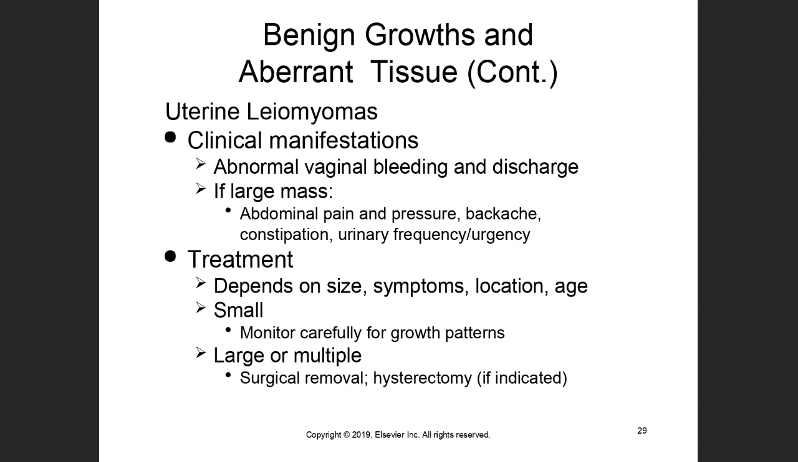Clinical manifestations: abnormal vaginal bleeding and discharge, and if there is a large mass, abdominal pain and pressure, back pain, constipation, urinary frequency, and urgency. Treatment depends on the signs, symptoms, and location. Okay, if too large, you have to do surgery, or sometimes hysterectomy.